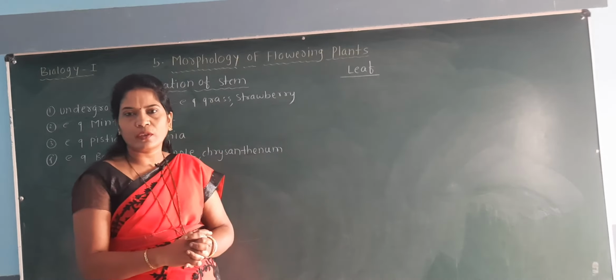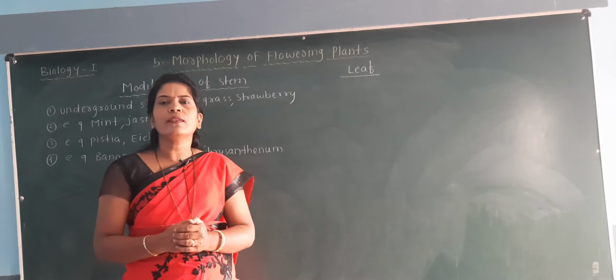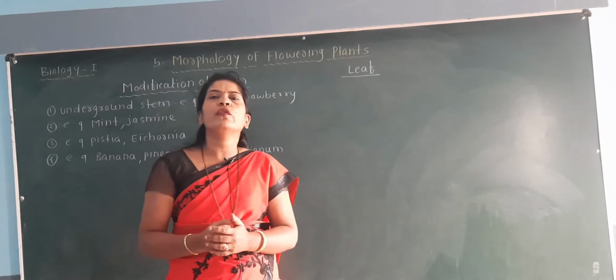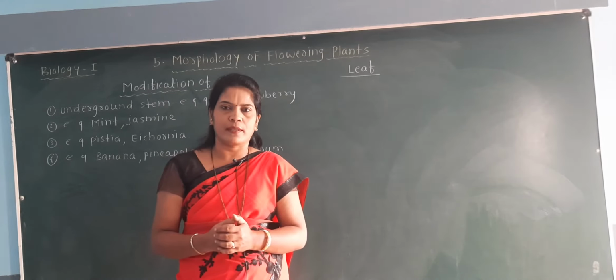Some stems get modified into the leaf-like structure that is called as phyllodes. It is seen in the example Opuntia, or which we also call as a cactus. Some stem shows modification in the form of tendrils. So we have seen that these tendrils or the thorn are the modification of the axillary buds.